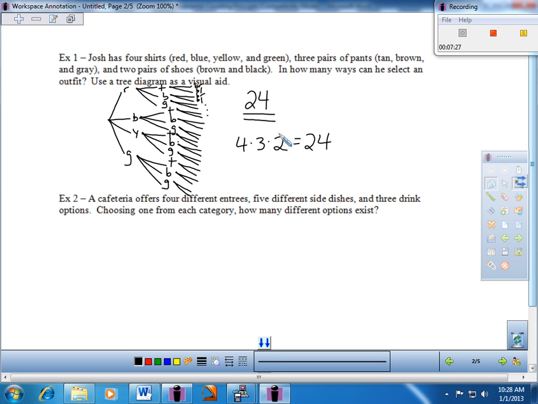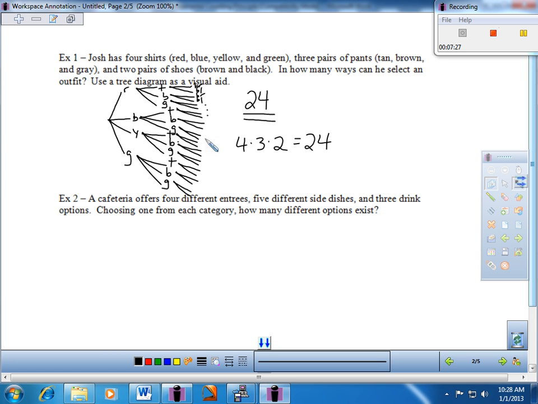A cafeteria offers 4 different entrees, 5 different side dishes, and 3 drink options. Choosing one from each category, how many different options exist? Now, I have no intention whatsoever of doing another tree diagram. It got a little chaotic in there, and I don't want to repeat that. So what I'm going to do is just think about sort of the tasks at hand.